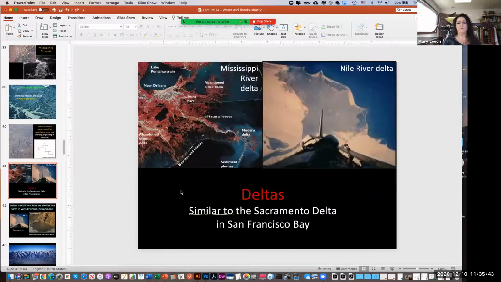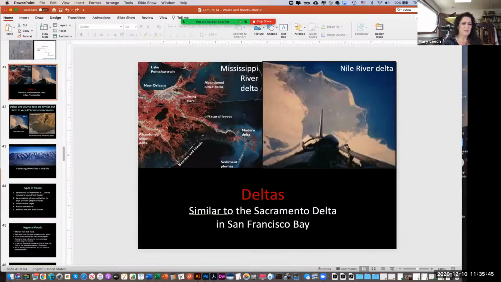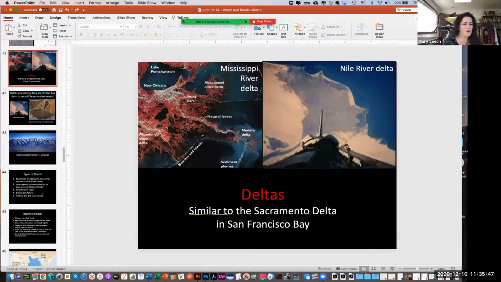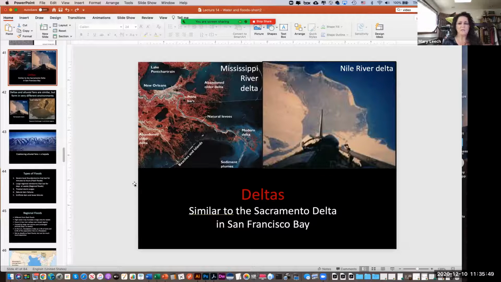Okay, the mouth of the river, we're there finally. Oh, we are not getting to the end of this. I'm going to have to skip more slides. Okay, deltas. This is at the end of the river after it's flattened out and as it's emptying into the Gulf of California, the Gulf of Mexico, or the Mediterranean in the case of the Nile.